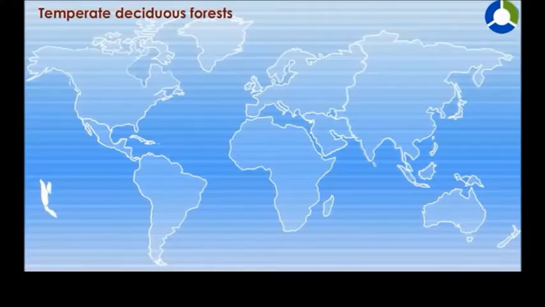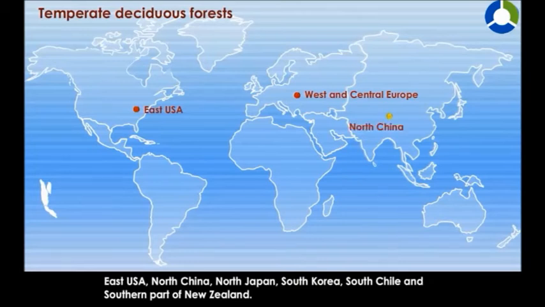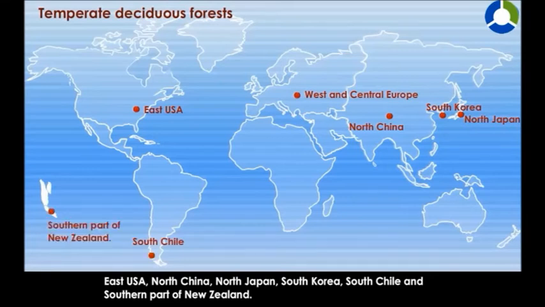Temperate deciduous forests. This type of forest is largely concentrated in West and Central Europe, East USA, North China, North Japan, South Korea, South Chile and the southern part of New Zealand.